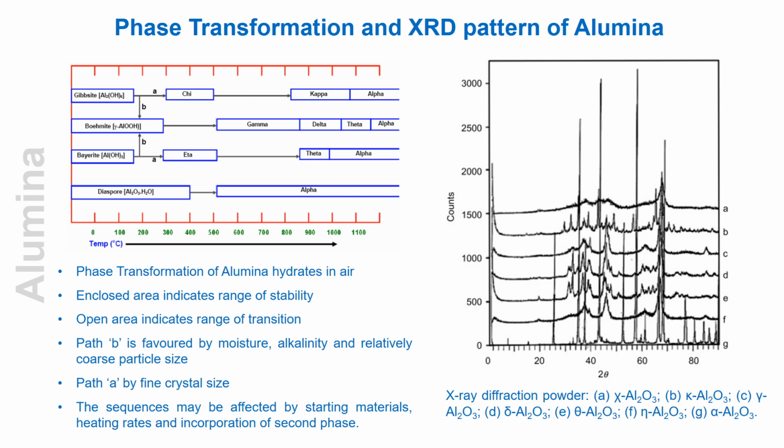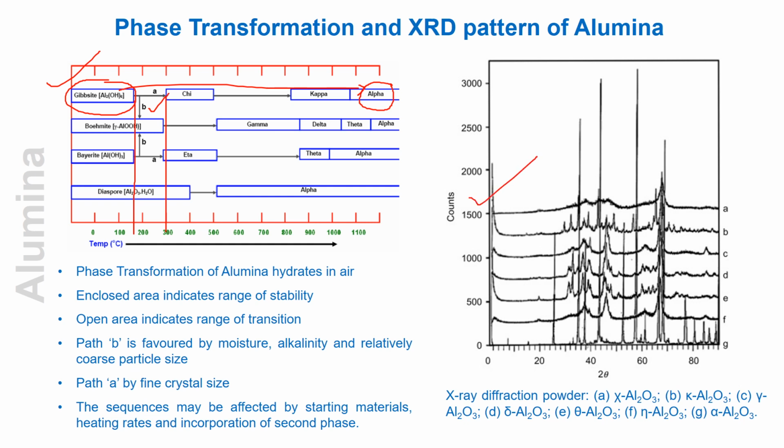Gibbsite follows different transformation steps to obtain the alpha phase, the desired phase for several shaped and unshaped refractories. This figure provides a brief phase transformation of alumina hydrates in air with respect to temperature, in which the enclosed area indicates the range of stability. If we extrapolate this, the open area indicates the range of transition. Path B is favored by moisture, alkalinity and relatively coarse particle size, path A by fine crystal size. The sequences may be affected by starting material, heating rates and incorporation of a second phase.